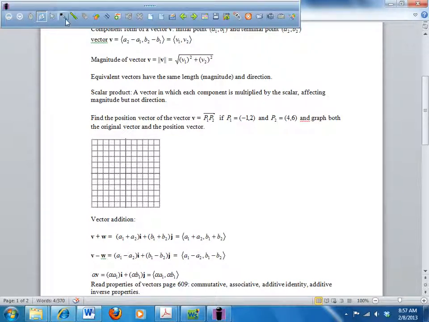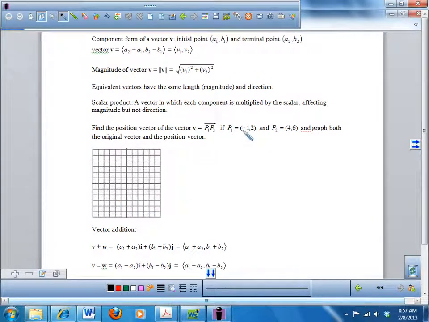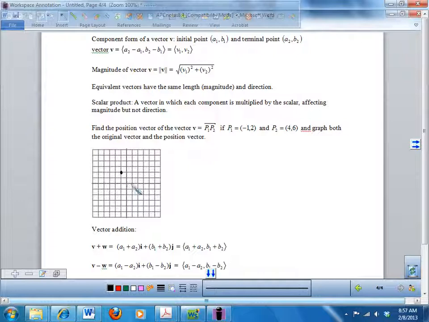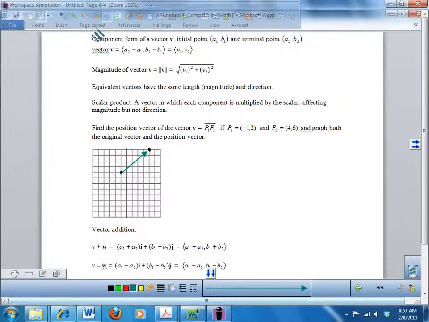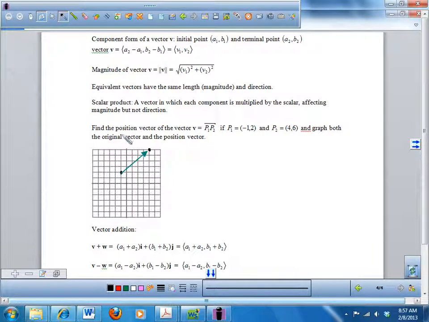So to graph the original, all I do is plot those 2 points. So I go negative 1, 2, and then I go 4, 6: 1, 2, 3, 4, and up 6: 1, 2, 3, 4, 5, 6, and I put a point there. And then I get a line. Now I get to use my arrow tool, and I put a line that has an arrow on the end, and it should hit the very end, but that represents that vector. Now, in order to find the position vector, I need to subtract the x's and the y's.